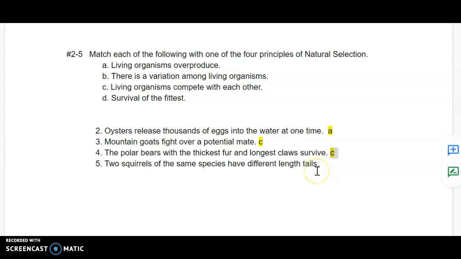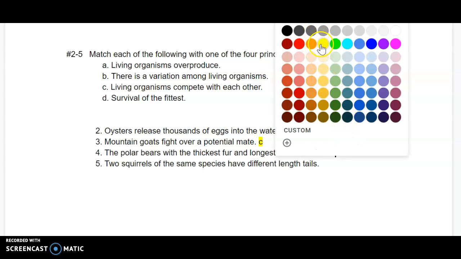Number 4 says 2 polar bears, one with the thickest fur and one with the thickest fur and longest claws, survive because the thick fur is going to protect them from the cold. It's going to protect them from the claws of the other bears. They got long claws so they can fight back. So that is going to be D, survival of the fittest. The one that is more fit will survive in that environment.